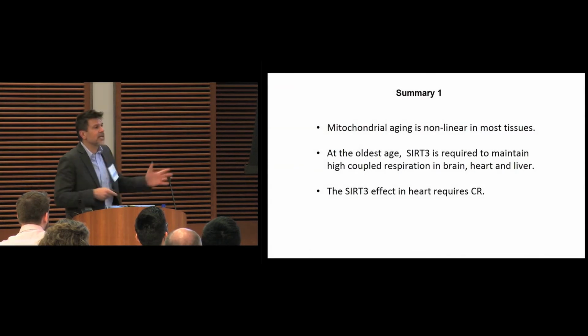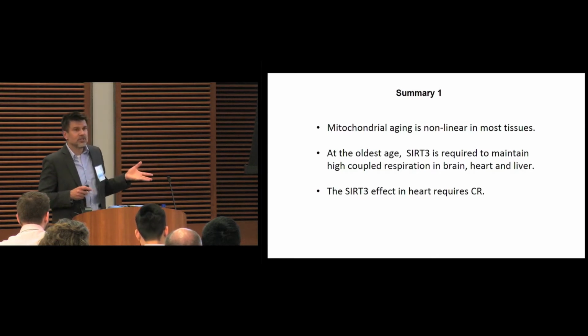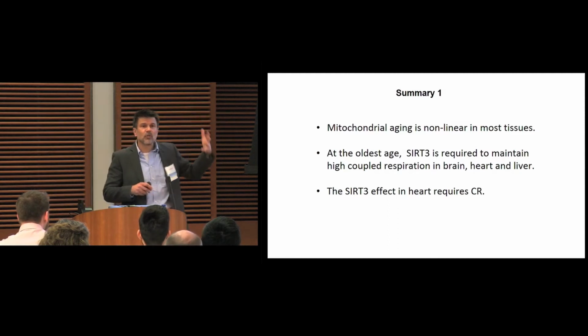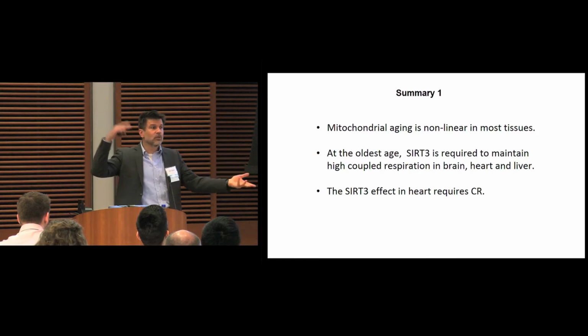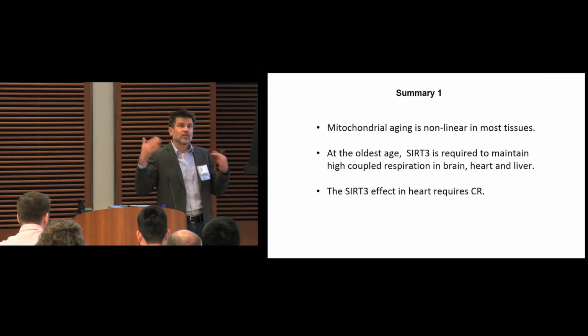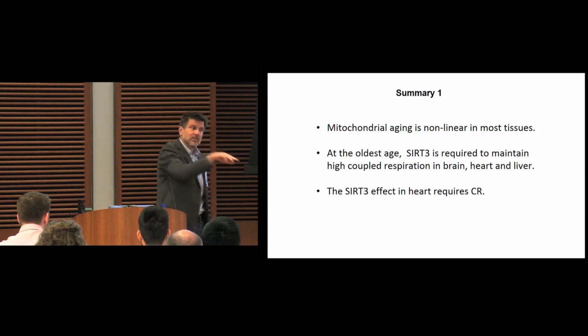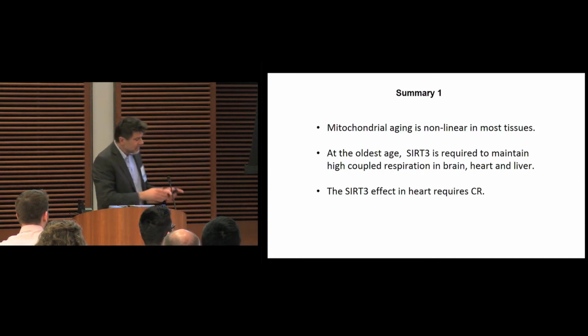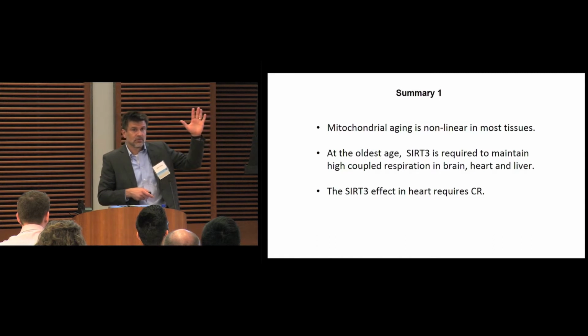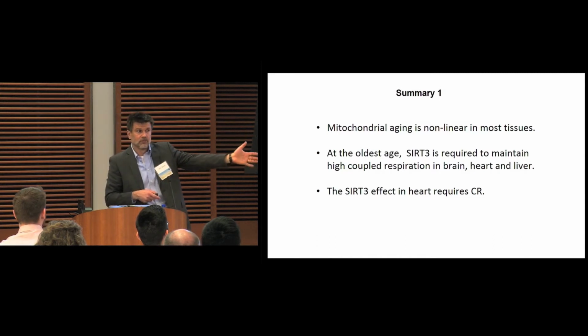So mitochondrial aging is nonlinear in most tissues. You probably could have seen that from the distribution of those bar graphs, which is really wild because most people, when they study aging, it's like, let's take an old and a young group. Well, we took old and young and middle age. And turns out some of the parameters go like this, like mitochondrial respiration sort of looks like this. Some it's decreasing sort of more normally, but it's nonlinear, most tissues. At the oldest age, SIRT3 is required to maintain high coupled respiration in the brain, heart, and liver. So SIRT3 is critical for the highest coupled respiration in these animals at the oldest age, okay?